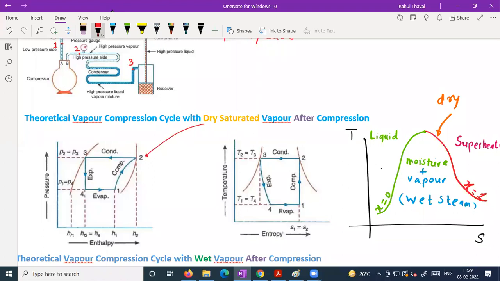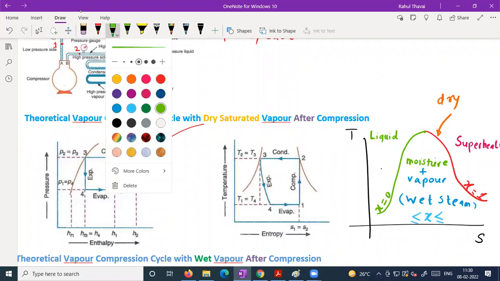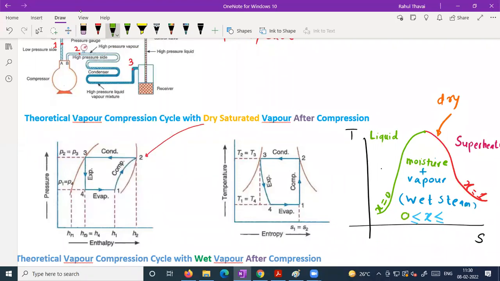The steam which doesn't contain any moisture is called dry steam. And where will you get dry steam? On the red line. Why? Because on the red line, the value of dryness fraction is 1. That means steam is 100% dry. Now, what happens inside the dome? Inside the dome, the value of X is greater than or equal to 0 or less than or equal to 1.